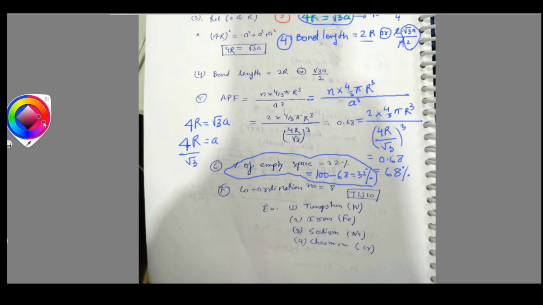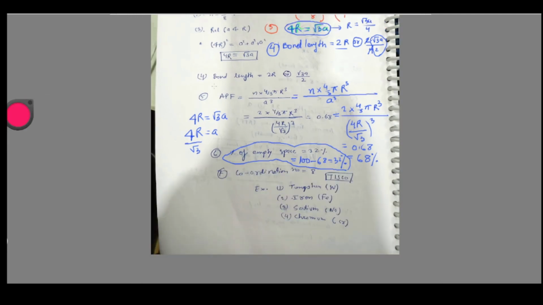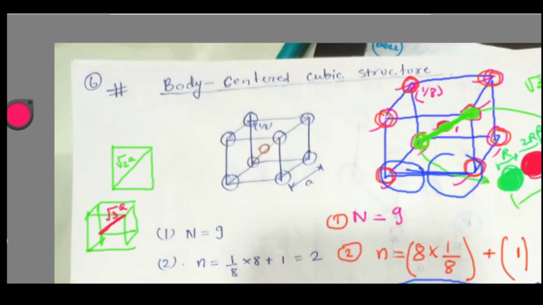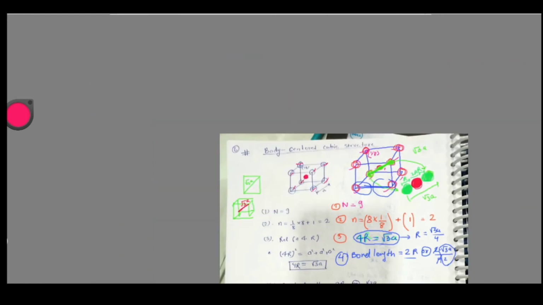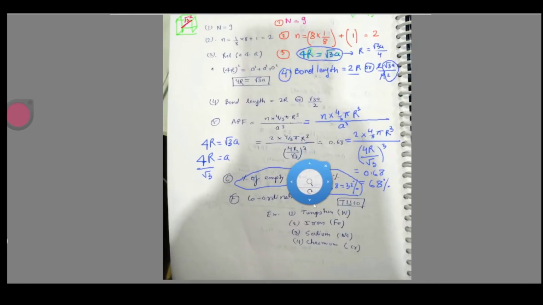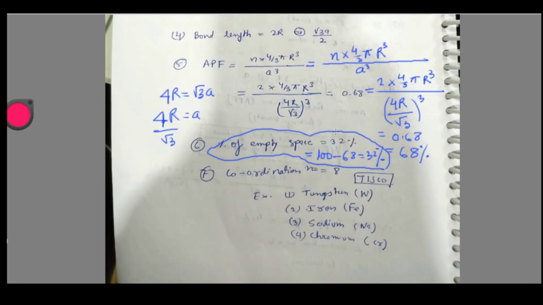And coordination number is the number of neighboring atoms. So in BCC how much is the coordination number? If you consider this atom, the neighboring atoms are 8: 1, 2, 3, 4, 5, 6, 7, 8. So 8 atoms are near this atom. So the coordination number is 8. And as an example of this, you remember TISCO. TISCO is one company. TISCO means tungsten, T for tungsten.